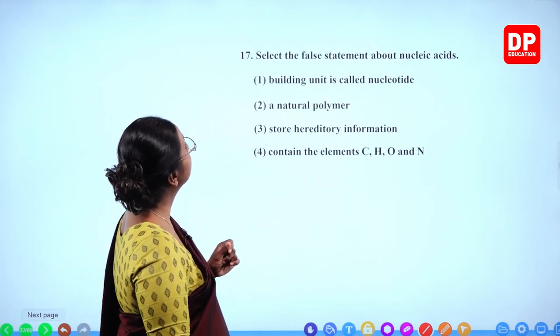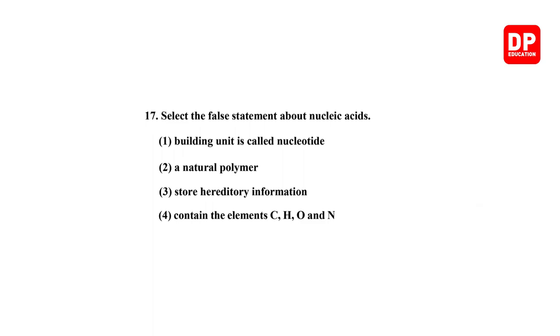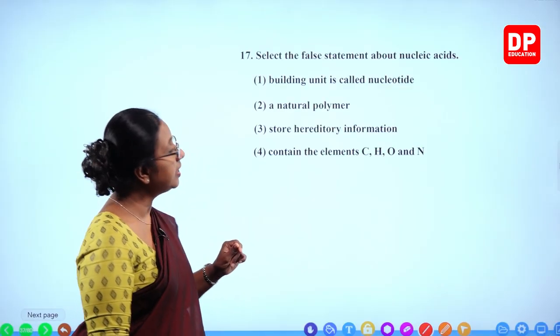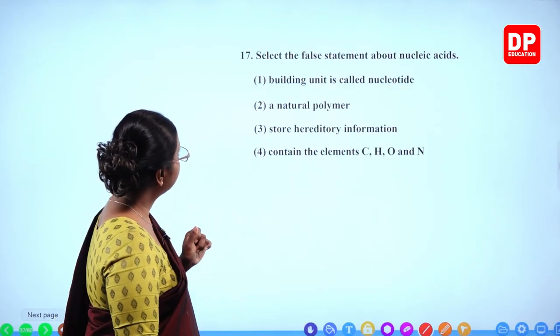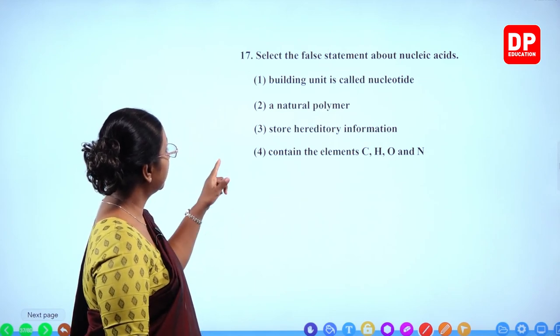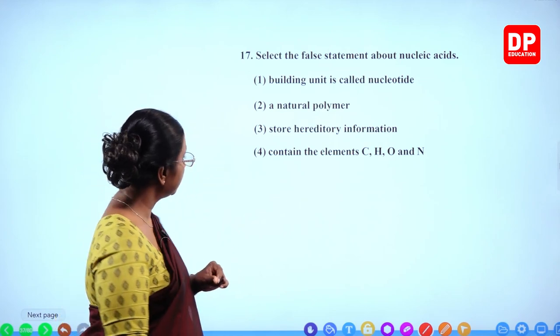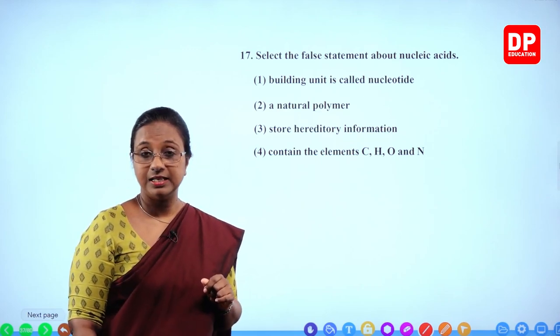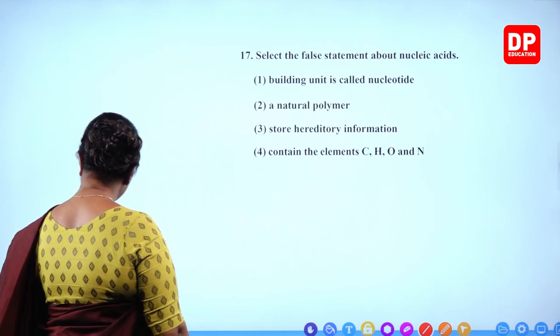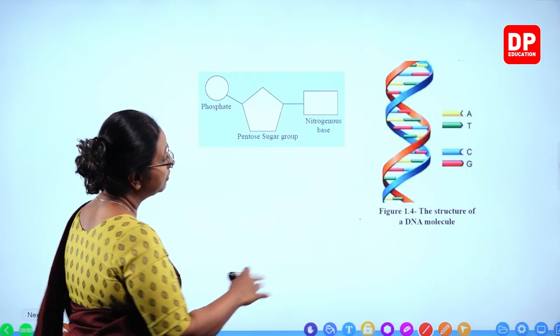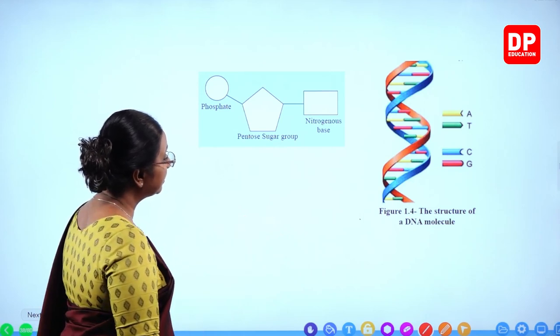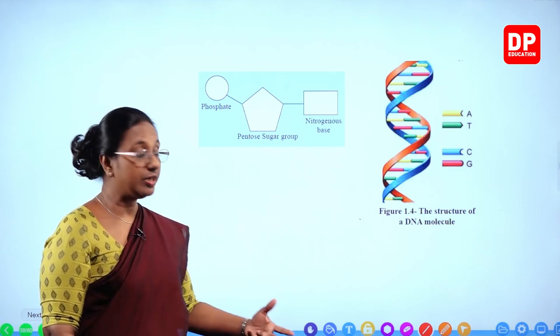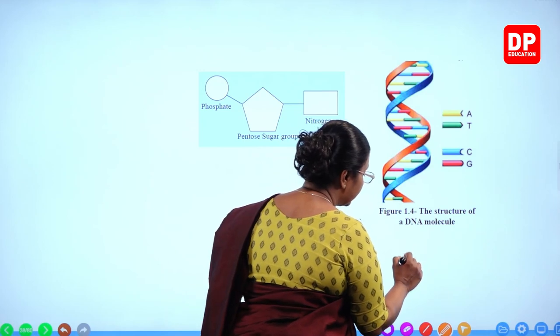Question number 17. Select the false statement about nucleic acids. False statement. Look at the statements. Building unit is called nucleotide. Second one, a natural polymer. Third one, store hereditary information. And fourth one, contain the elements CHO and N. Now, before I answer the questions, we'll look at the structure of nucleic acids. Now here I have given the DNA molecule. You all know DNA, in addition to that, there is RNA.